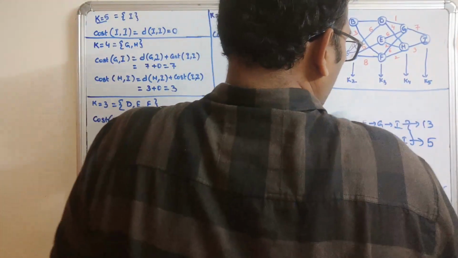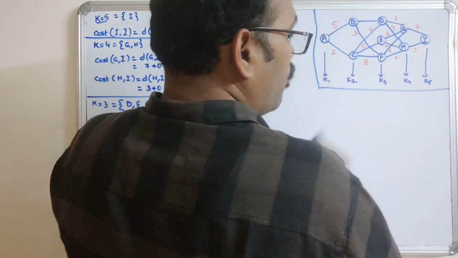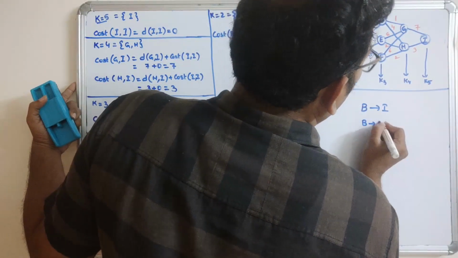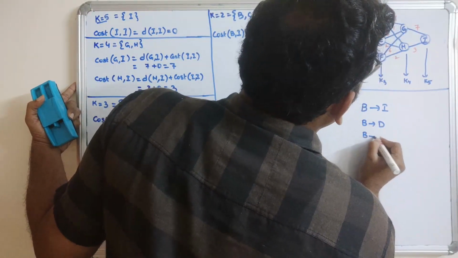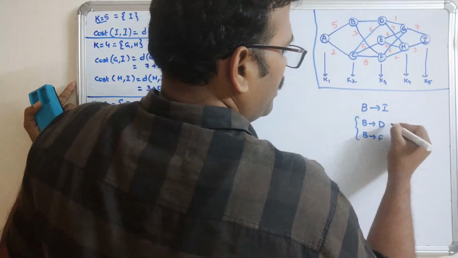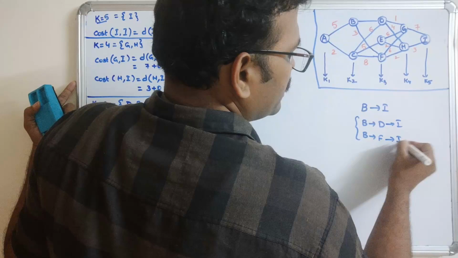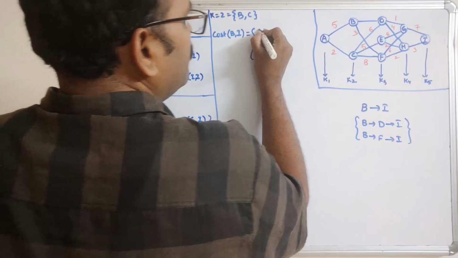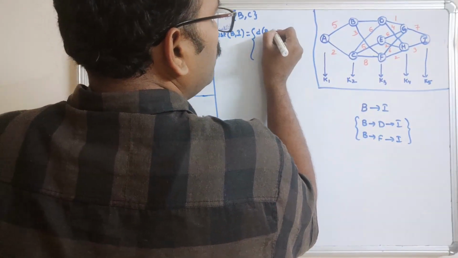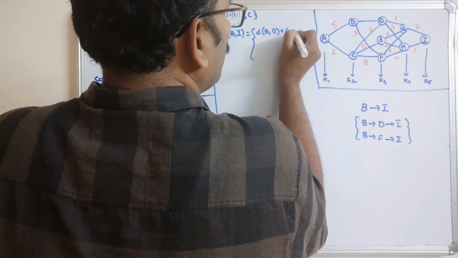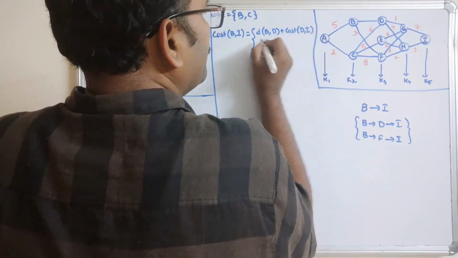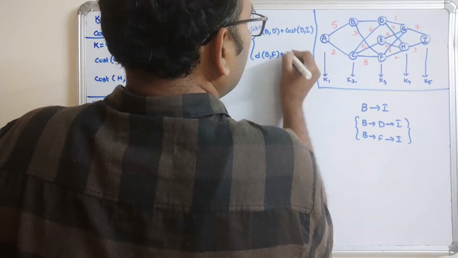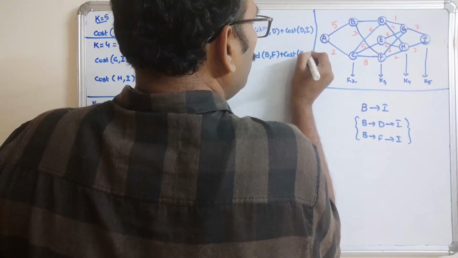Let us check the possibilities from B to I, that means how many outgoing edges. B to I, how many outgoing edges? B to D and similarly B to F. Two edges are there, and D towards I, F towards I. Two possible paths, so here also we have to consider the minimum. D of B to D plus cost of D to I, similarly D of B to F plus cost of F to I.